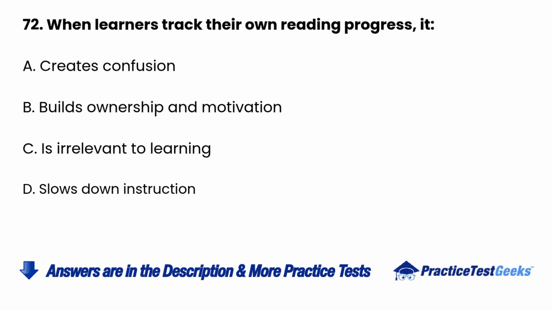72. When learners track their own reading progress, it A. Creates confusion. B. Builds ownership and motivation. C. Is irrelevant to learning. D. Slows down instruction.